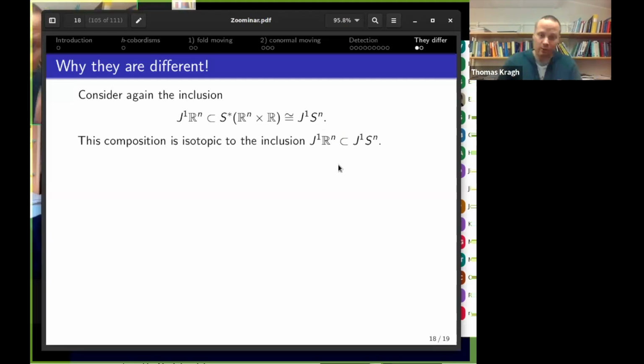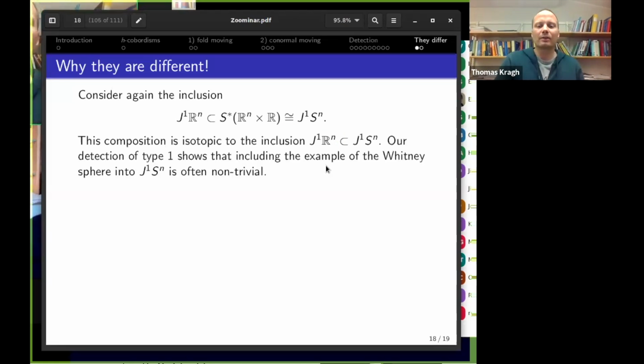It is in fact not equal to that. It is that and then rotated like 90 degrees, I think, which is because of this duality that's implicit in this map. But that doesn't matter. It's isotopic to it. So if we take our Whitney sphere that moved around here in this jet bundle of Rn and map it in here and then continue in here, then our detection method says that they're non-trivial.